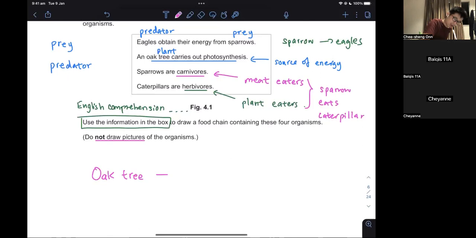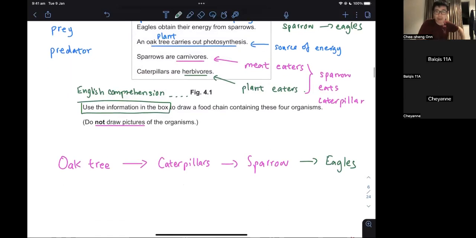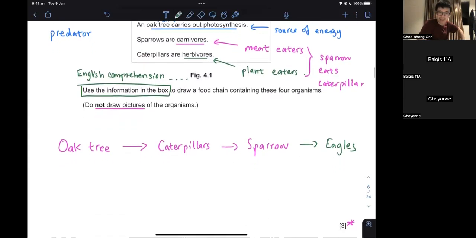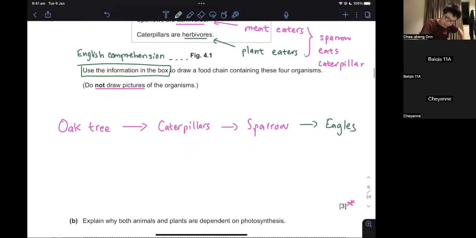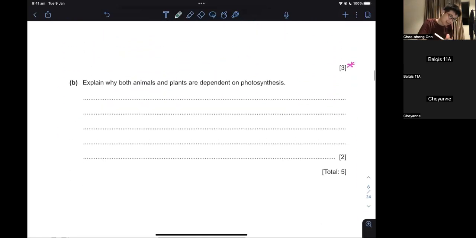Okay, so the oak tree is going to be eaten by what about this? Caterpillar. Yep, and then based on what Cheyenne said, the caterpillar will be eaten by sparrow. And then according to, I think what you said earlier, Balkis, the sparrow gets eaten by eagles. And just like that, there are 3 key pieces of information here: what eats what? That's the whole idea. These 3 marks, you should be able to score easily, okay? I hope. All right, now the next 2 marks.